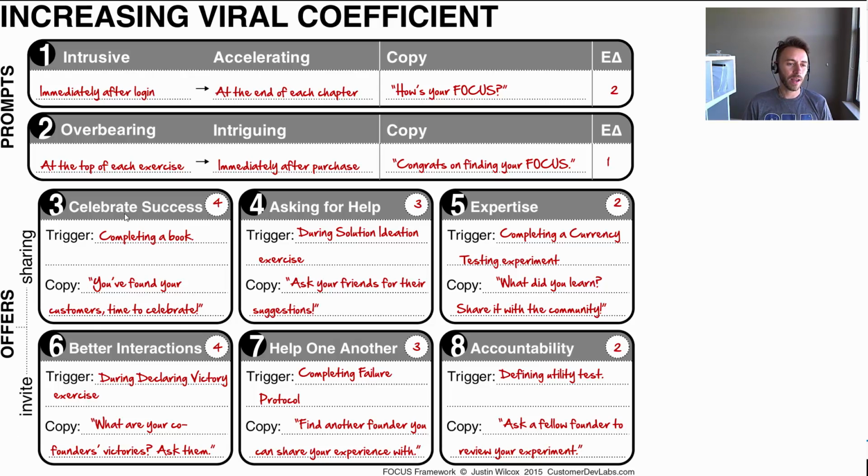In this case, celebrating success is going to create a high emotional delta, and I think the better interaction, asking co-founders to complete a declaring victory, will also create a high quality interaction. I actually already have that one built into declaring victory, so I'm going to focus on celebrating success next. Creating an opportunity for someone to share their success after they complete a book is where I'm going to start my testing to increase my viral coefficient.